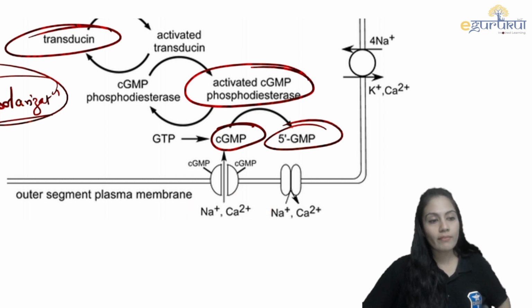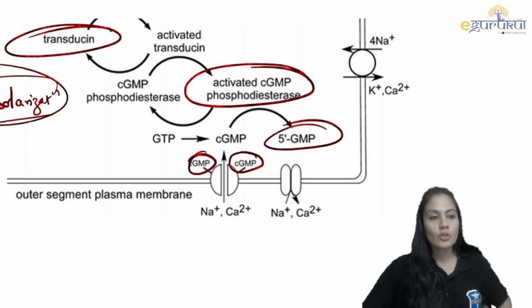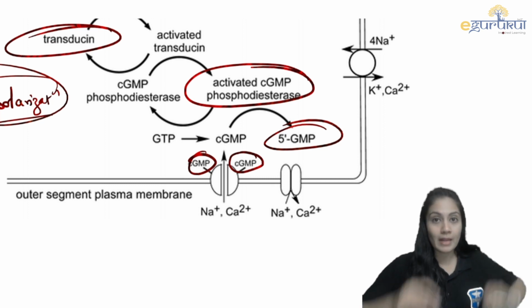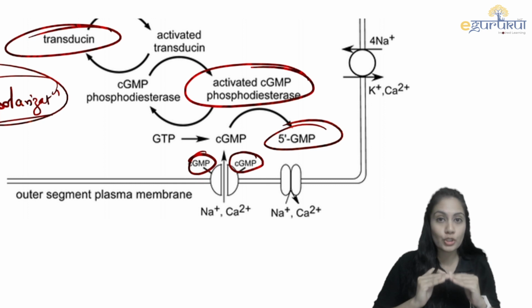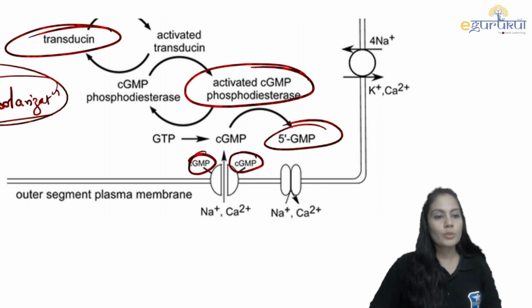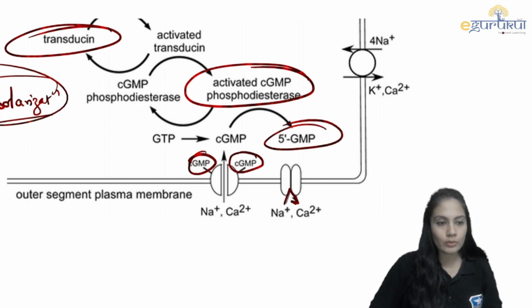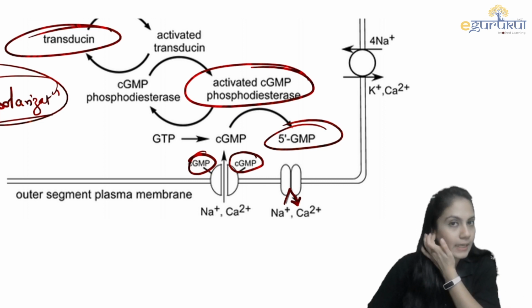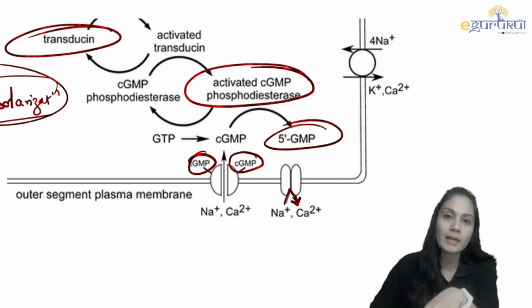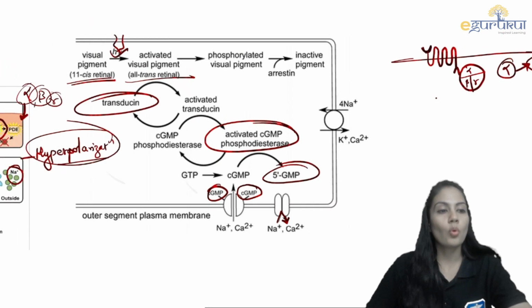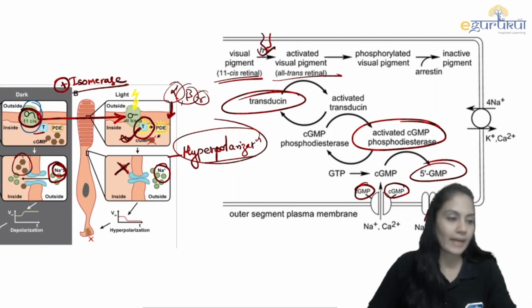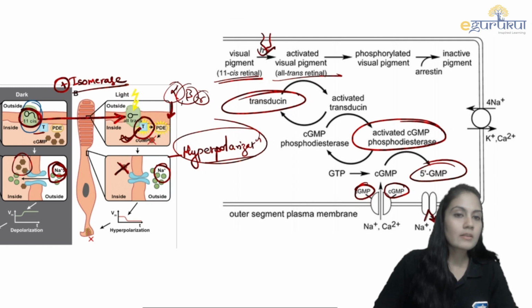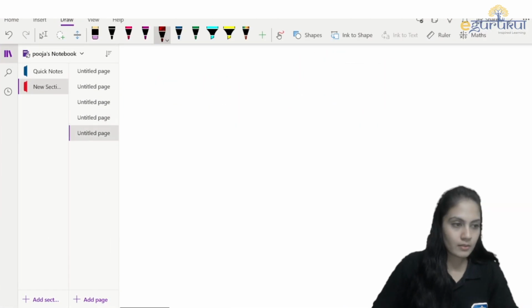So they will fail to keep this channel open. As you can see, to open this channel you require the cyclic GMP, right? So if the cyclic GMP is already converted into the 5' GMP, that means the cyclic GMP concentration is going to decrease, which will fail to allow these cations inside the cell, and hyperpolarization will take place, and that's why this whole change happens. That means we can see the light actually. Okay, so this is all regarding this question.